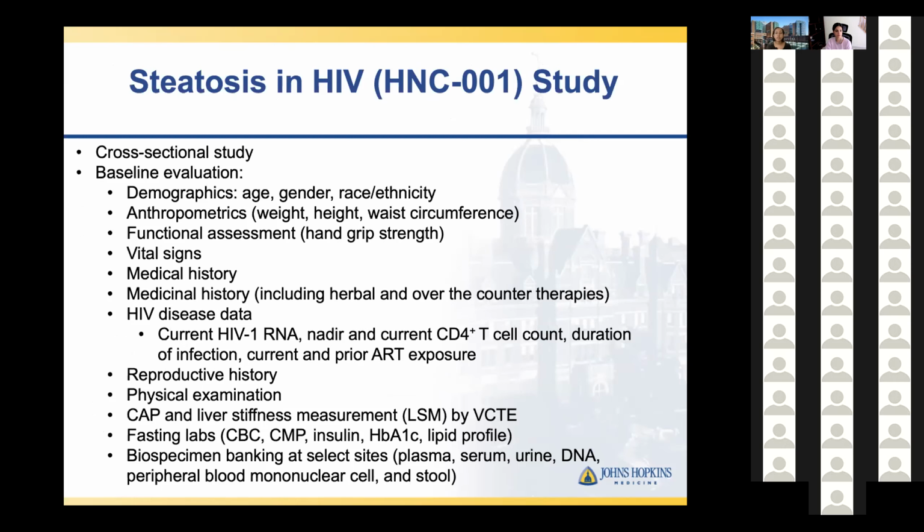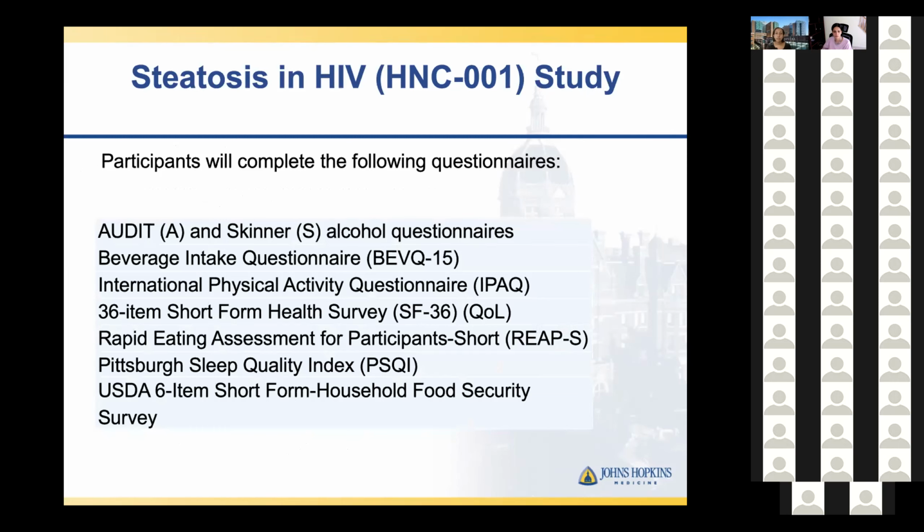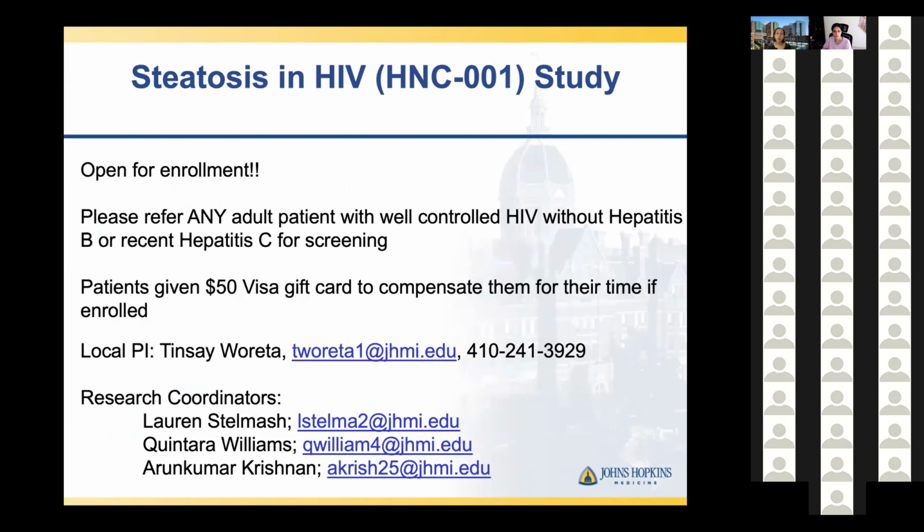We are establishing a biospecimen banking at our Hopkins site too, where patients can consent to giving plasma, serum, and genetic samples for banking, but that is optional for patients. We have 7 questionnaires that we'll administer to the patients to get the information we need about alcohol consumption, beverage intake, physical activity, and other information. So this study is open for enrollment. Please refer any patient with well-controlled HIV without hepatitis B or recent hepatitis C for screening. We do compensate patients for their time with a $50 gift card, which they appreciate if they are enrolled. And so feel free to contact me.